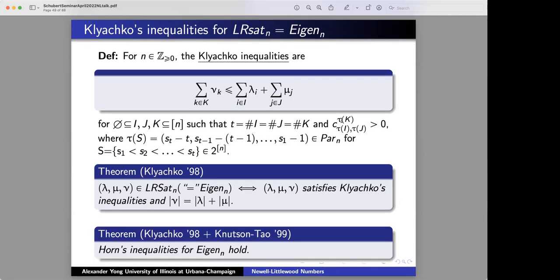What Klyachko's result, combined with the earlier theorem of Knutson and Tao, says is that Horn's inequalities are true. Why? Because Klyachko says that the eigencone is equal to LR sat, and Knutson-Tao is saying LR sat is equal to LR, and Klyachko's inequalities are in terms of knowing about LR. So by a trivial induction, once you know these two theorems, you've deduced Horn's inequalities. Once you know the theorems.